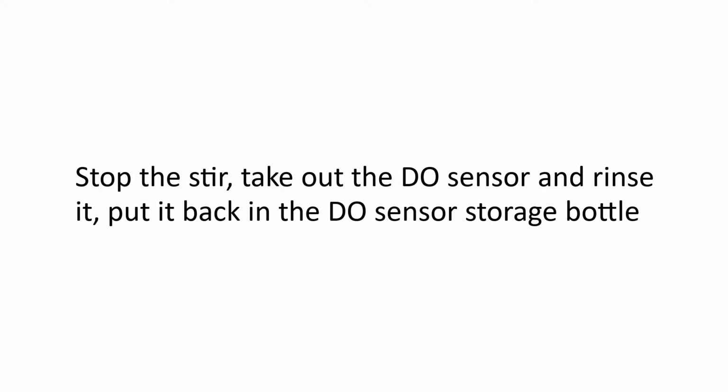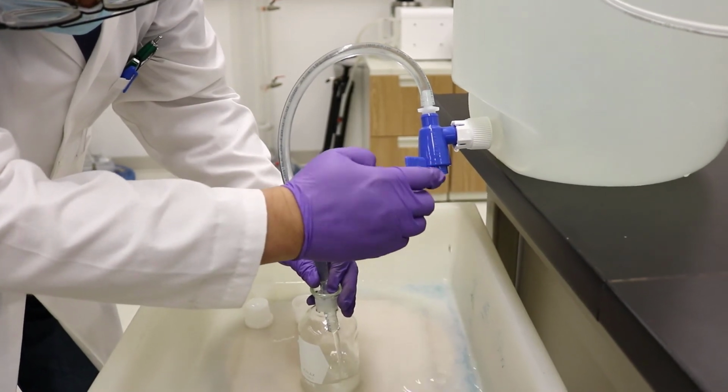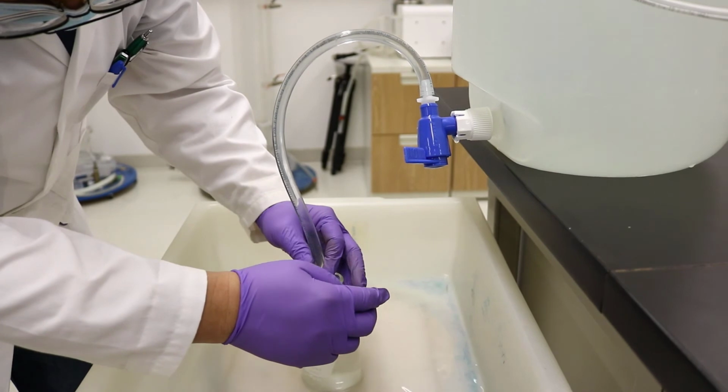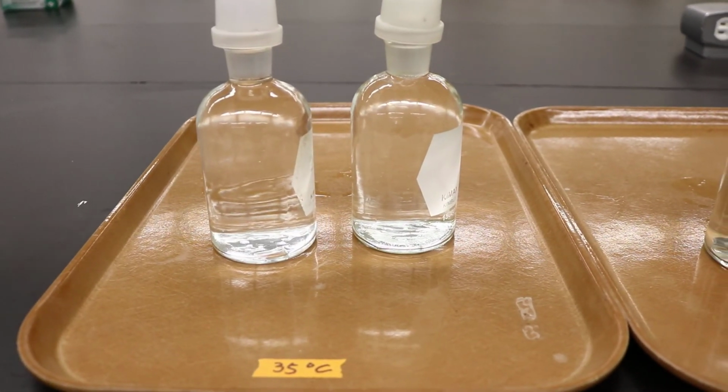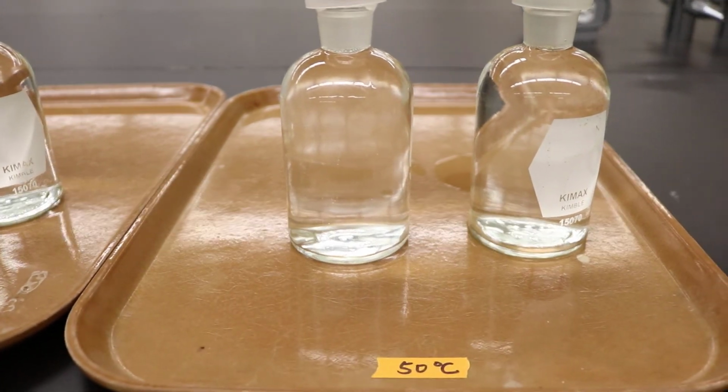Please note the DO meter was calibrated by the technician before you came to the lab. In real work, you need to calibrate the meter before using it. In today's lab, you will prepare 2 room temperature samples. The technician has already prepared 2 samples at 35 degrees Celsius and 50 degrees Celsius.